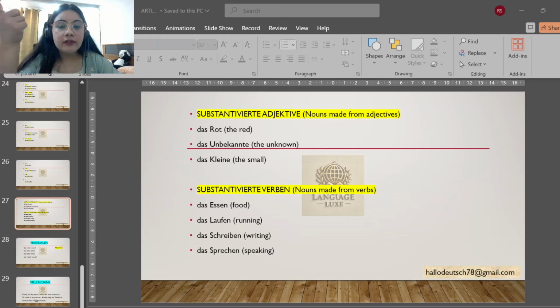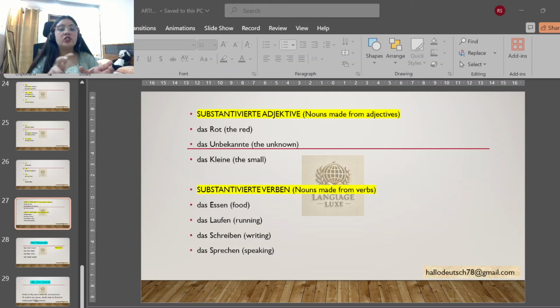Just like substantivierte Adjektive, we also have substantivierte Verben. These are the nouns which are made from verbs. We did nouns made from adjectives. Now nouns which are made from verbs are also going to take the das article. For example, essen. Essen is to eat. Now I want to make a noun of this, so I can simply add das. Das Essen, then it will become food. Similarly, laufen is to run. It's a verb. I'll simply add das. Das Laufen, then it will become running.